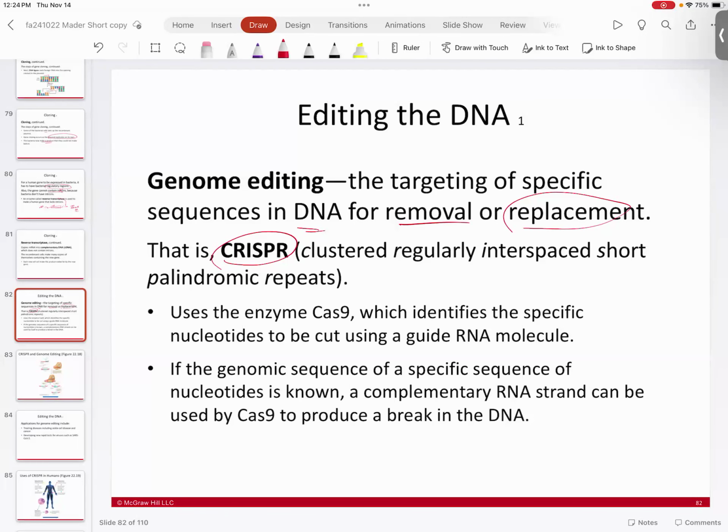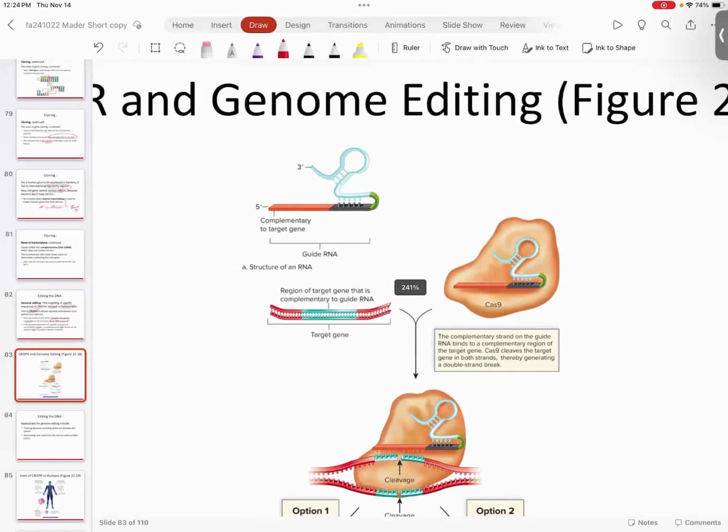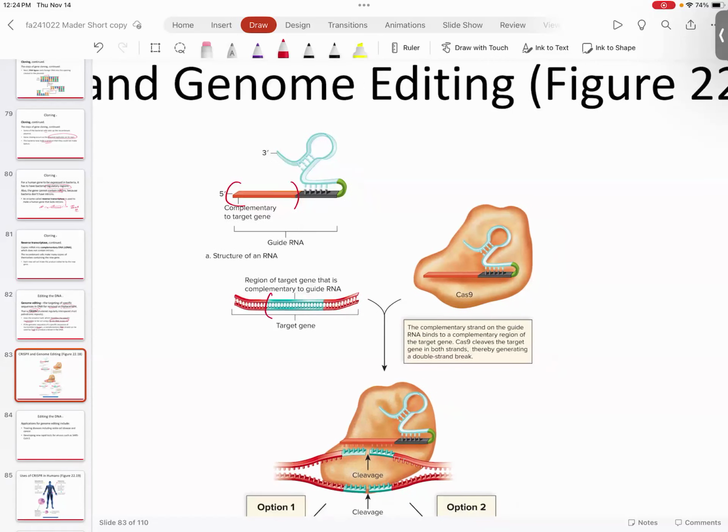Cas9 has the ability to identify specific nucleotides to be cut. And it uses a guide RNA molecule to help it identify a particular area. So if we know a particular area, then we can make a complementary RNA strand that can be used as a guide by Cas9. This will produce a break in the DNA, and it'll cause it to be replaced. So this is kind of what Cas looks like. Here's our complementary target region, our guide RNA, so to speak, and this is going after our target gene.